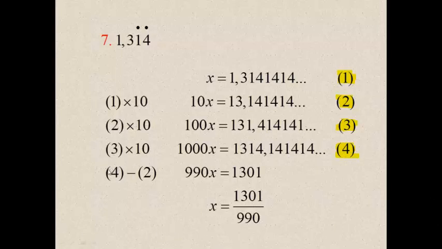Equation 4 minus equation 2. There's 4. There's 2. How do you know to subtract 4 and 2? The numbers after the digits, after the decimal point. Can you see it's exactly the same? And therefore, I get the value for x.